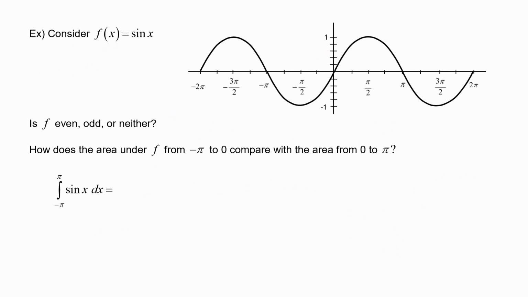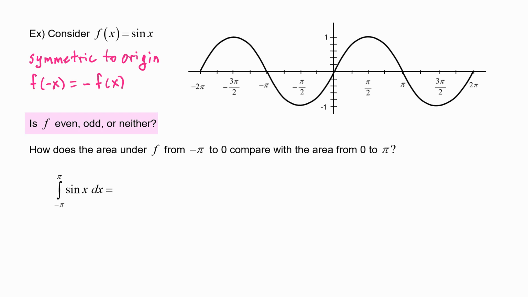In this example, we consider f of x equals sine of x. We have its graph, and we want to know, is f even, odd, or neither? Now, when we look at this graph, hopefully you recognize that it is symmetric to the origin. And another way of saying that is that f of negative x is the opposite of f of x.